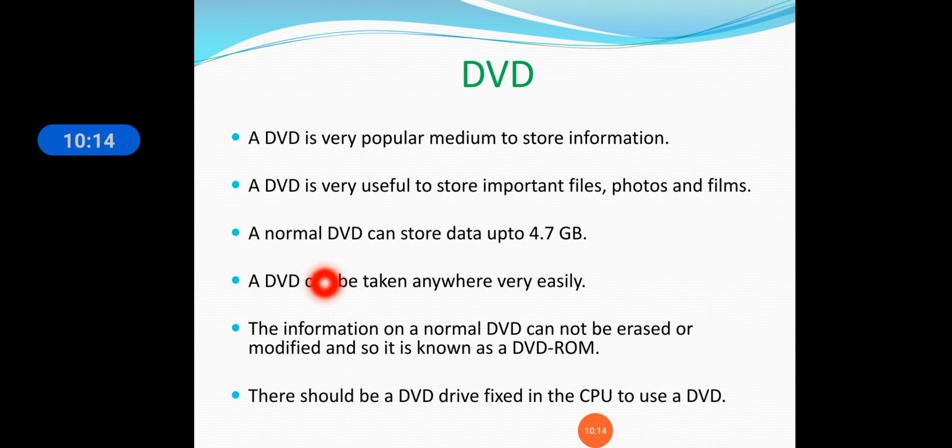So students, we have learned these things in the live class. We can take a DVD anywhere, and we cannot erase or modify a DVD-ROM. That is read-only memory. DVD-ROM means ROM is read-only memory, so we cannot modify it, and we require a DVD drive for a DVD.